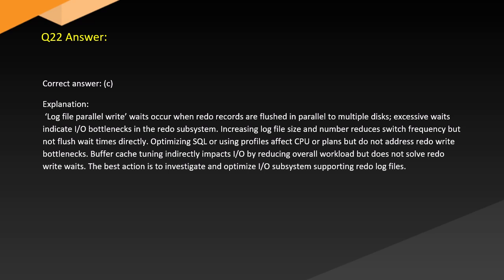Answer. Correct answer: C. Explanation: Log file parallel write waits occur when redo records are flushed in parallel to multiple disks. Excessive waits indicate I/O bottlenecks in the redo subsystem. Increasing log file size and number reduces switch frequency but not flush wait times directly. Optimizing SQL or using profiles affects CPU or plans but does not address redo write bottlenecks. Buffer cache tuning indirectly impacts I/O by reducing overall workload but does not solve redo write waits. The best action is to investigate and optimize the I/O subsystem supporting redo log files.